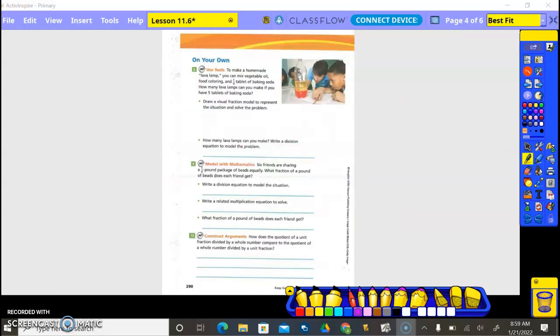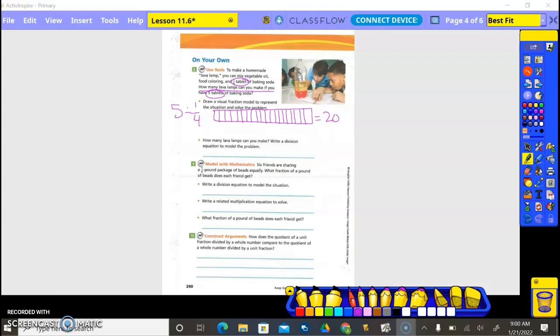On your own, number 8, use tools. To make a homemade lava lamp, you can mix vegetable oil, food coloring, and 1/4 of a tablet of baking soda. How many lava lamps can you make if you have 5 tablets of baking soda? So 5 tablets, 1/4 of a tablet, and we want to know how many lava lamps you can make. So what is our total? 5, right? So 5 divided by what? 1/4. So we made a big box, broke it into 5 boxes, and then broke each of those 5 boxes into 1/4 boxes, into 4 pieces.